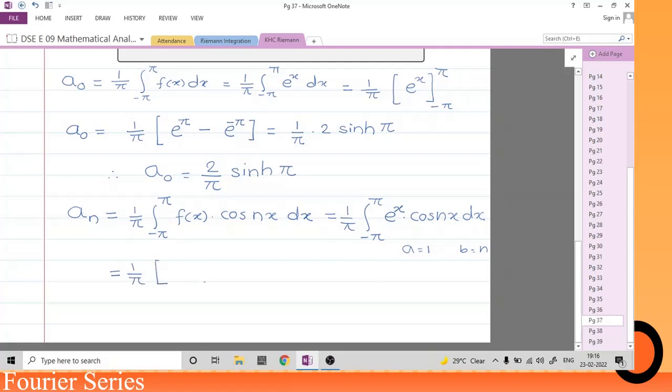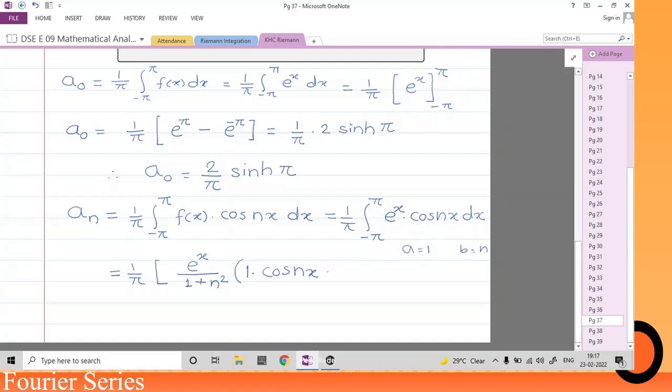So the formula for integration is e raised to ax, a is equal to 1, so e raised to 1x upon a square, 1 square, 1 square is 1, plus b, b is equal to n square, into a, that is 1. The integrand contains a cosine term, so cosine first, cos nx.